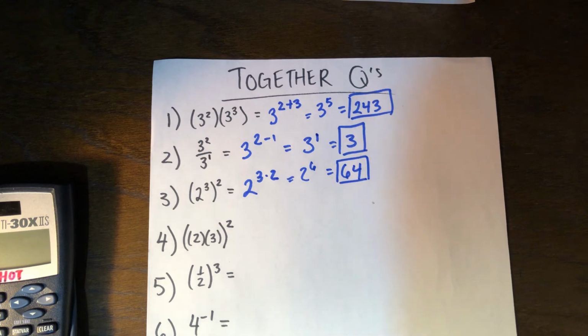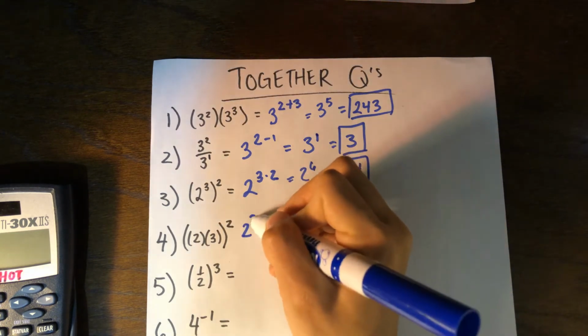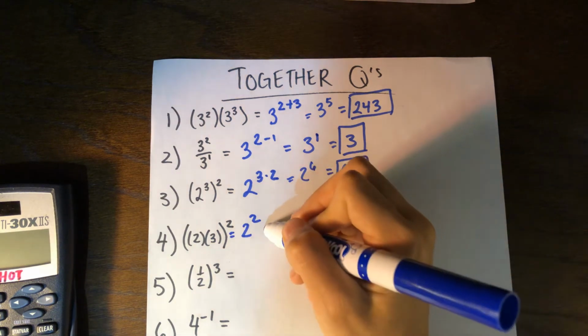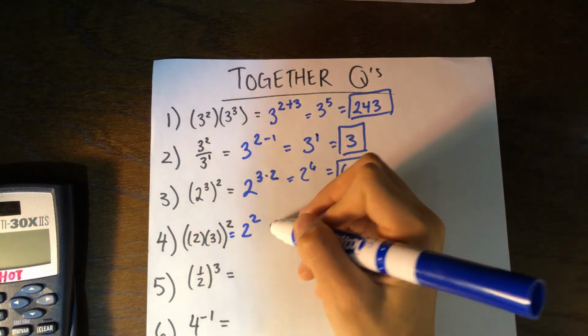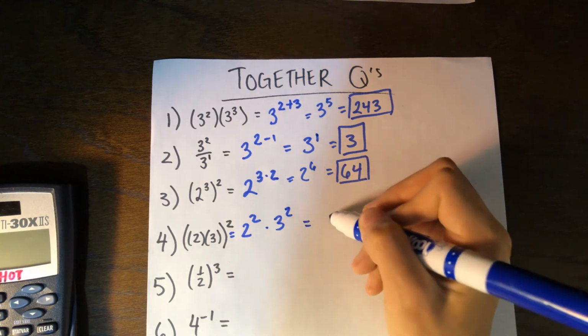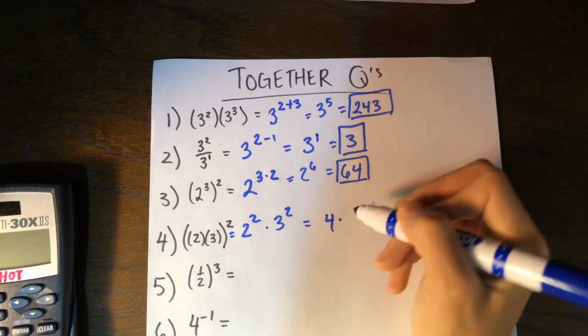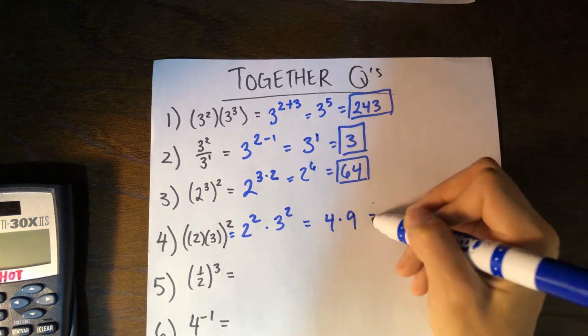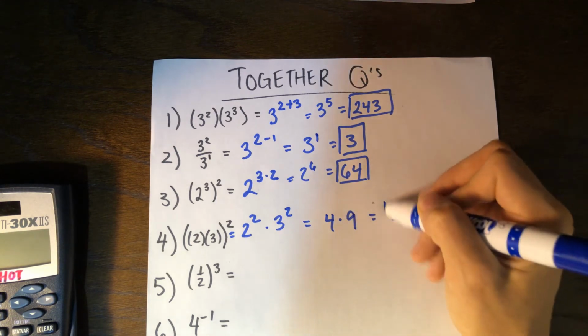Okay, next one, 2 times 3 and all of that squared. So we take 2 squared times 3 squared. So this becomes 2 times 2 is 4, 4 times 9. So this is 36.